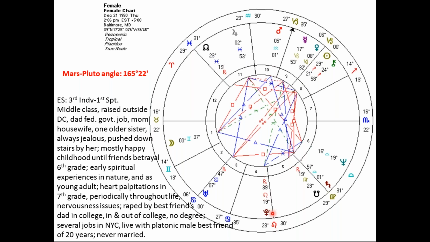When she was in seventh grade, it was her first time to have heart palpitations, what was called a nervous breakdown. And throughout her life, she's had periodic nervous system issues. South Node Virgo here, everyone. And she went to college several times, never finished.